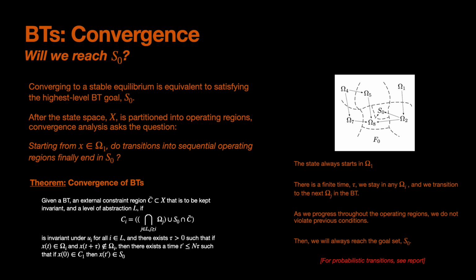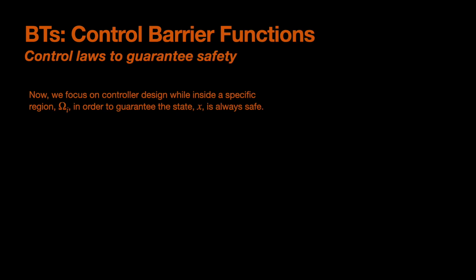So again, the state always starts in omega 1. There's a finite time that we stay in any omega, and we do transition to the next omega. And as we progress through the operating regions, we don't violate previous conditions, and we will always end up at our goal, which is S naught. Now, there's a small caveat about probabilistic transitions, if we're not certain exactly how we'll transition or when we'll transition, and I outlined that in our report.